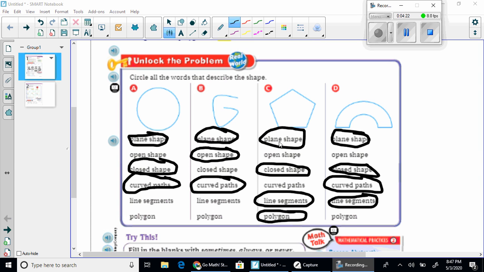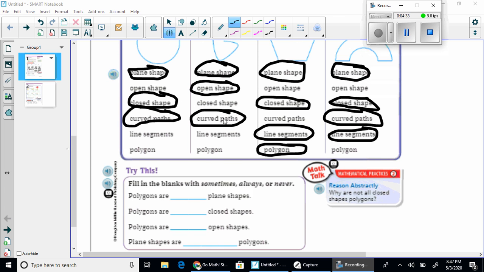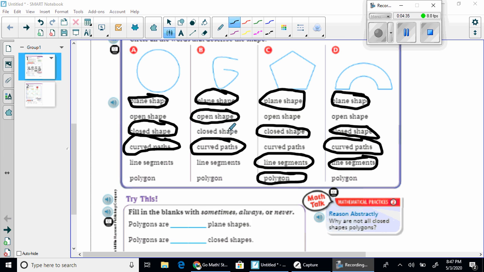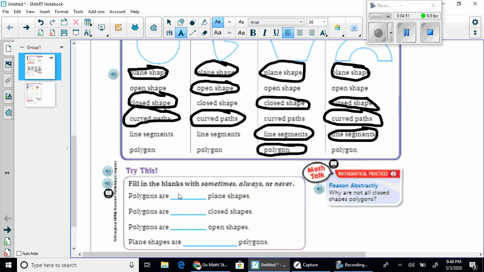Down below we have a fill in the word bank, and we're going to fill it in with sometimes, always, or never. We can use our pictures up above to help us fill in. Polygons are sometimes, always, or never plane shapes. It would be polygons are always plane shapes. Here, fill in my text box. So polygons are always plane shapes.